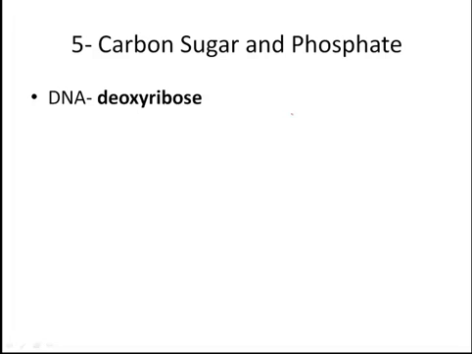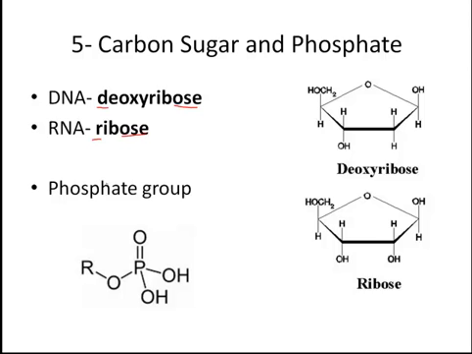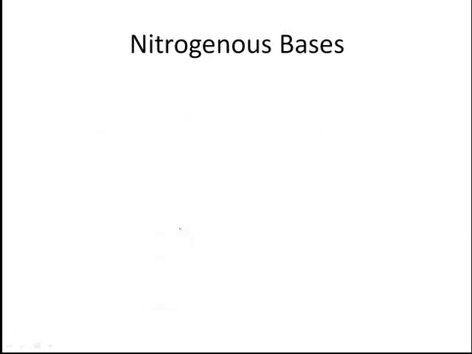So, the 5-carbon sugar and the phosphate group. In DNA, that 5-carbon sugar is deoxyribose. That's why you have the D. In RNA, it is ribose. And remember, sugars all end in OSE, so we know that they are sugars. And then you also have your phosphate group, which is a phosphorus surrounded by a bunch of oxygens.